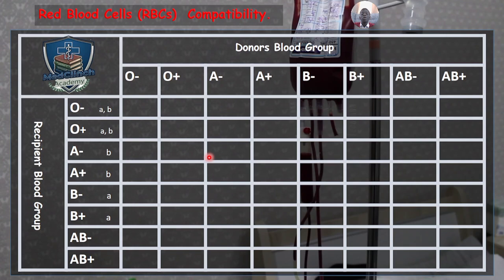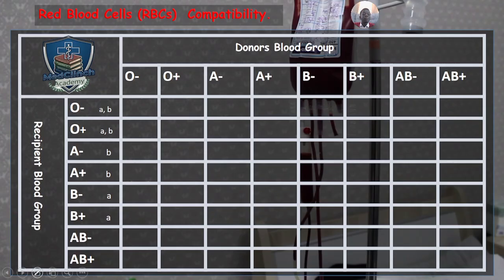And I told you guys why, because it lacks an antigen. Remember, I told you guys in transfusion, look at the donor's antigen and the recipient antibody. That's one of the rules that you're going to use to fill this table. But let's go back to rule number 1. Rule number 1 is that the blood group O negative is the universal donor. So that being said, I'm going to fill this table.